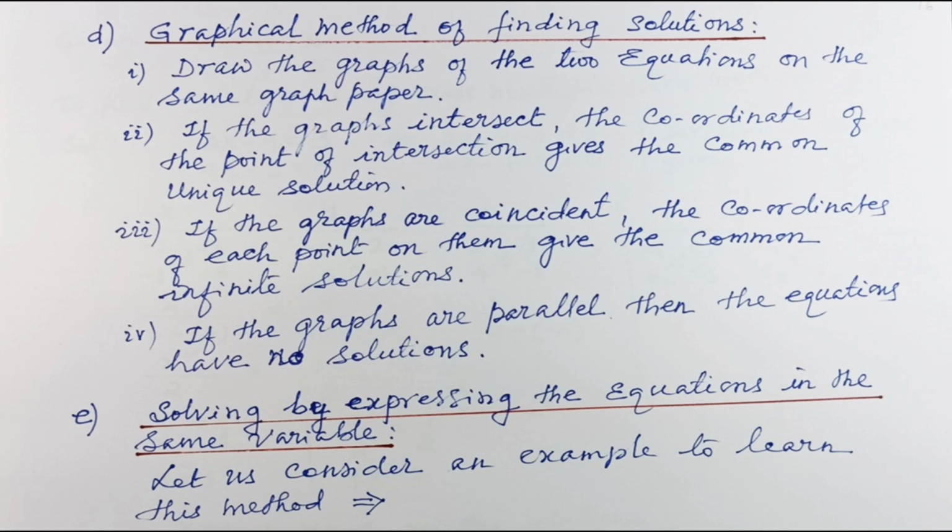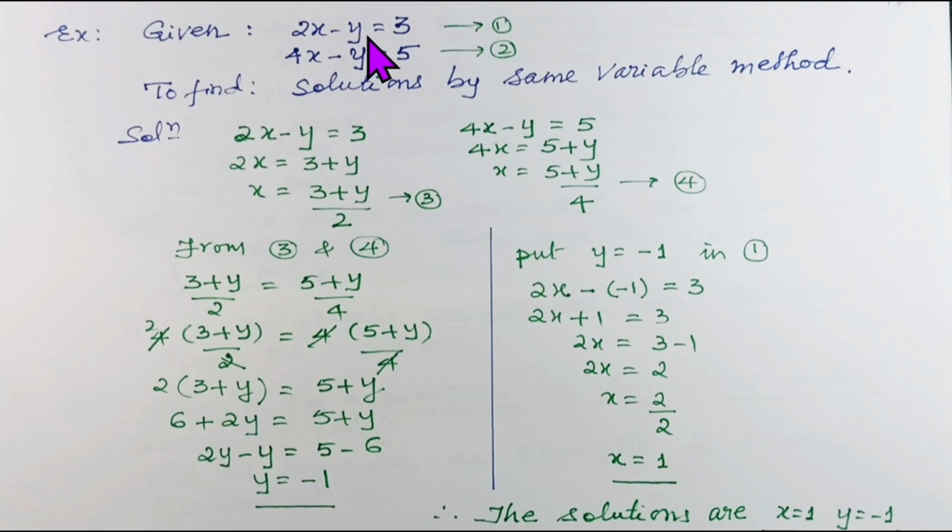Now, solving by expressing the equations in the same variable. This is another method of solving the equations. Solving by expressing the equations in the same variable. So let us understand this method by an example. If you are given the equations 2x minus y equal to 3 and 4x minus y equal to 5, first of all express these two equations in variable x. That means express this equation 2x minus y equal to 3 as x is equal to (3 plus y) by 2, that is expressed in the variable x. So also express the second equation in variable x. Now LHS is x and x, and therefore I can equate the RHS.